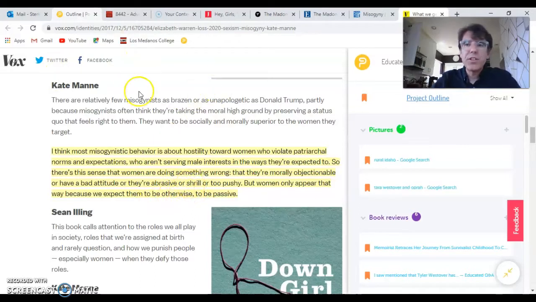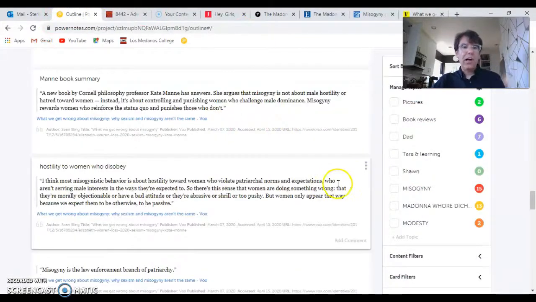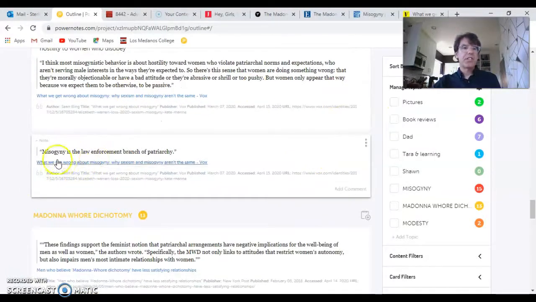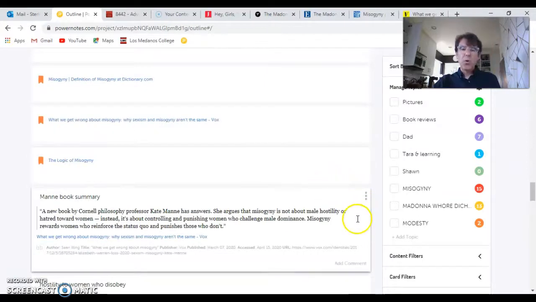And so the question I'll leave for you is whether Shawn is a misogynist. Is Shawn showing the traits of misogyny? And going back to my outline, there's really a lot that has been written. Here's an interesting quote. Misogyny is the law enforcement branch of patriarchy. Patriarchy means male dominance.